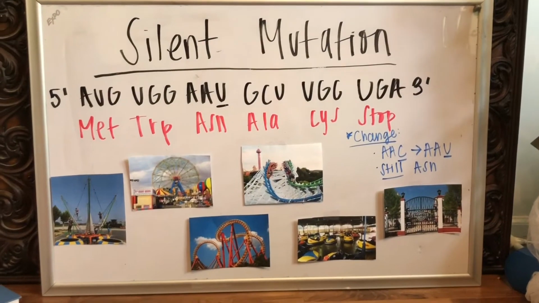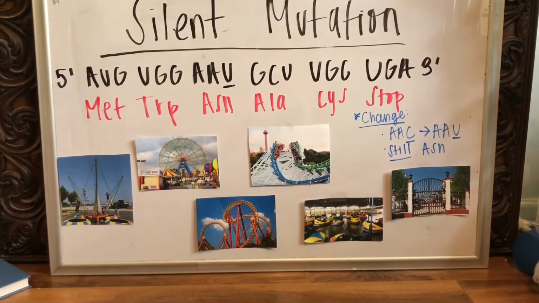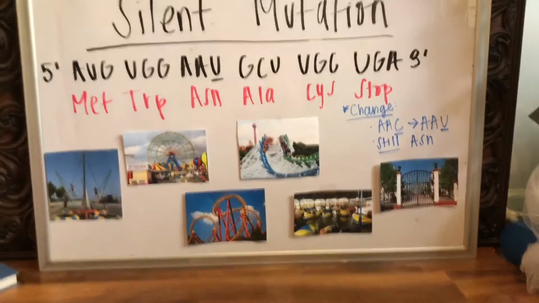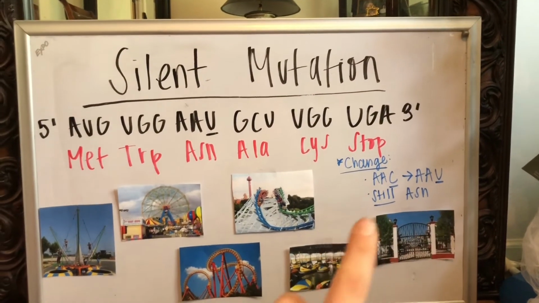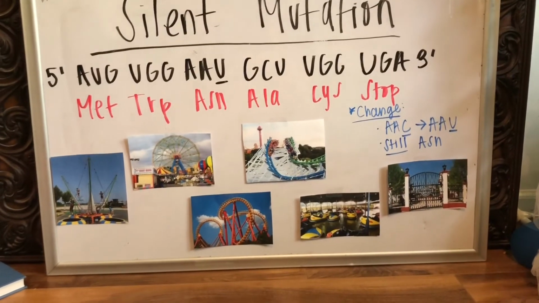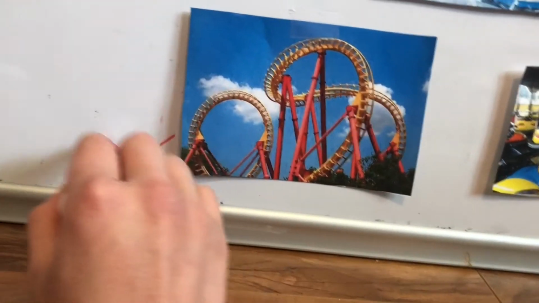A silent mutation occurs when a single nucleotide is substituted for a different base yet codes for the same amino acid, and so the protein will not be affected. In this case, we went from nucleotide base C to U, however, it still codes for the amino acid Asn, the same. In this case, our roller coaster Asn will still remain the same even though a new loop is added to it.